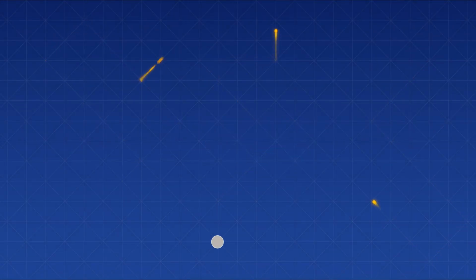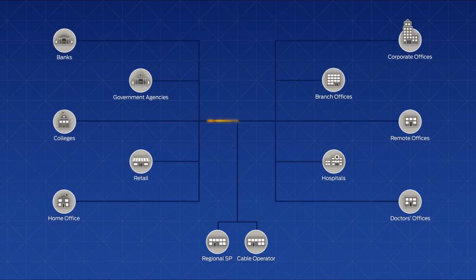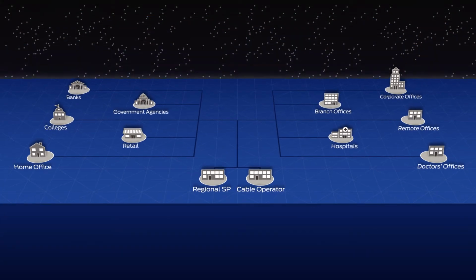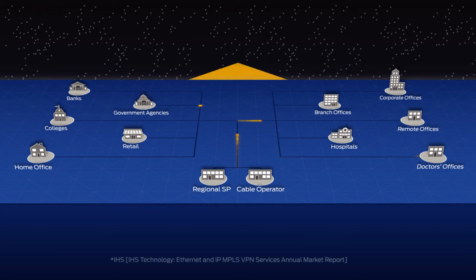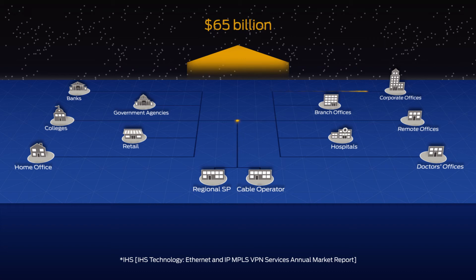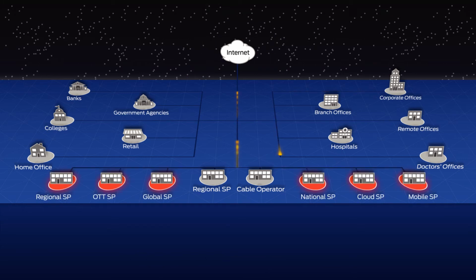Over the past several years, carrier Ethernet has been the fastest growing business data service for cable operators and many regional service providers. In fact, according to IHS Technology, the Ethernet market will continue to grow, hitting $65 billion in 2020. Along with growth, though, comes intensified competition. Larger carriers are moving down market while new entrants emerge.